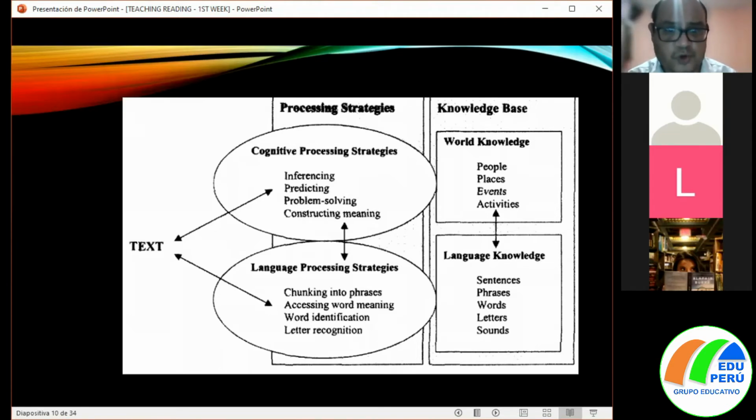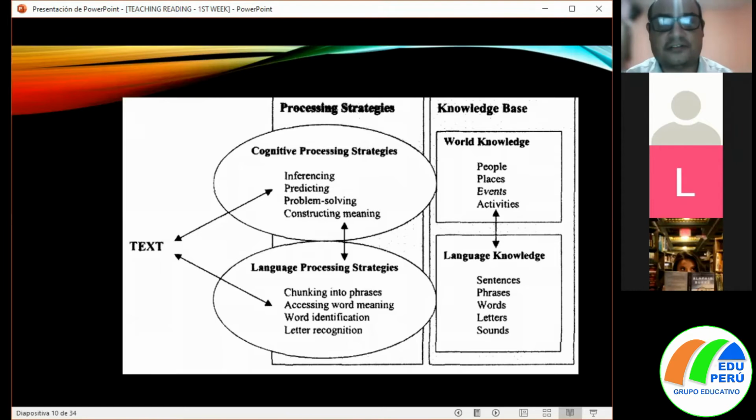In the language processing strategies, chunk, remember, chunk is a group of words. You're going to use it to make phrases. This is a chunk. Chunking into phrases, accessing word meaning, word identification, you identify the word, and letter recognition. So we're going to use these too. And also we're going to use our knowledge, the knowledge base, the word knowledge and the language knowledge. Notice we have these two kinds of knowledge.